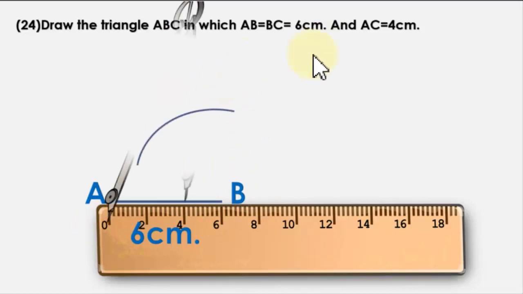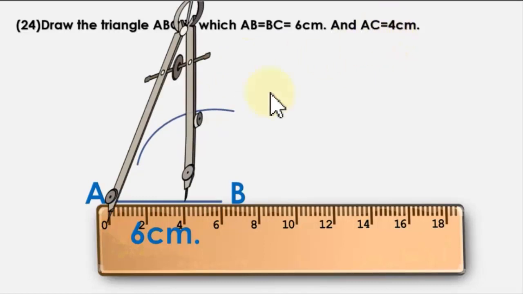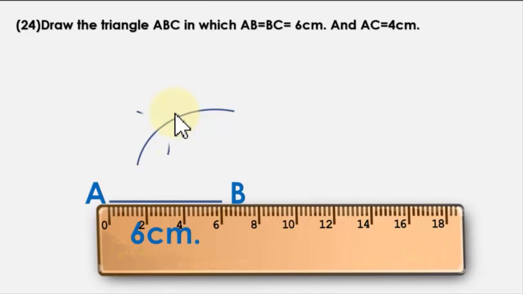Now we will draw AC equals 4. Use your compass again and draw the arc of AC, which is 4. They intersect at one point. This point is point C. Then draw line segment AC and line segment BC. Now you've finished drawing your triangle ABC.